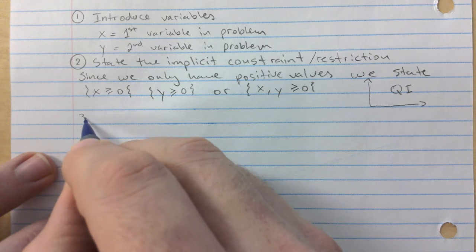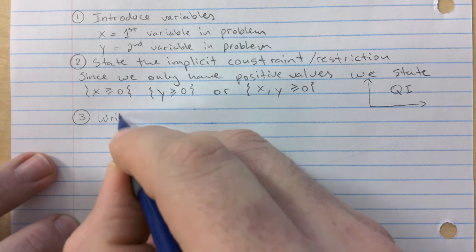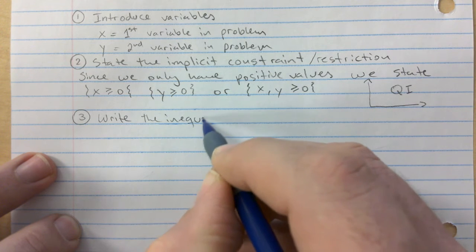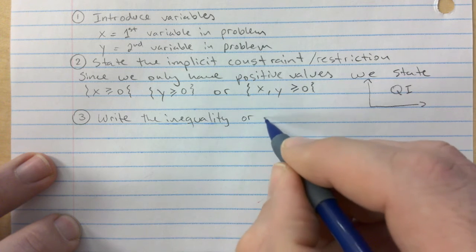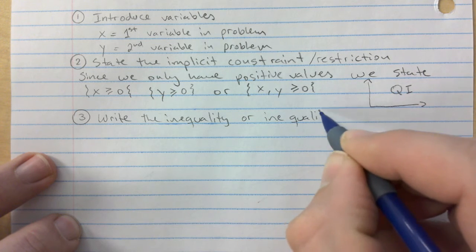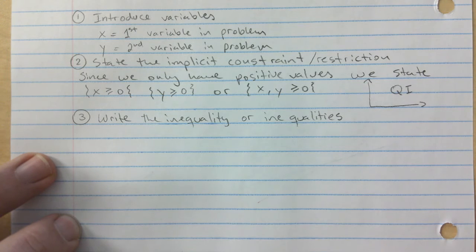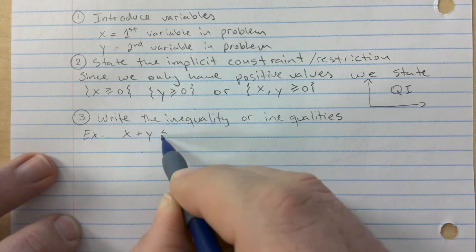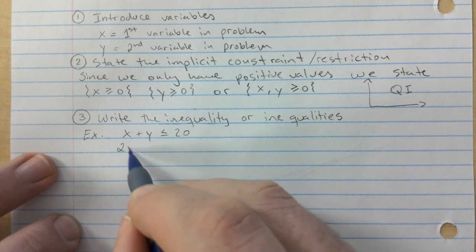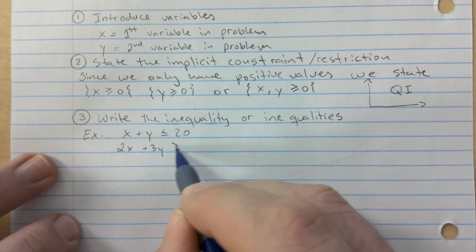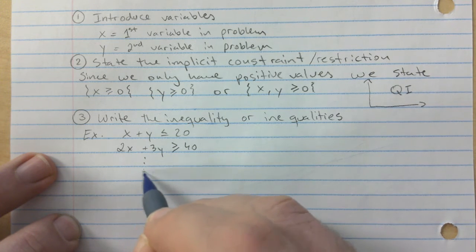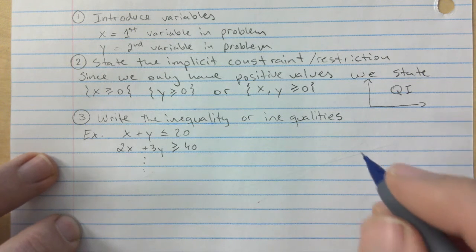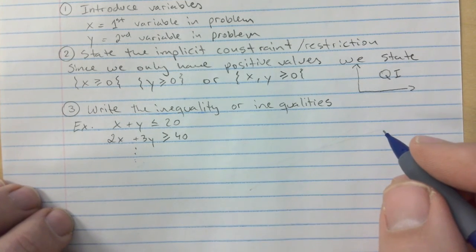Okay, number 3. Write the inequalities. Example, x plus y is less than or equal to 20, 2x plus 3y is greater than or equal to 40, and there could be 1, 2, maximum 3. Sometimes 4, but those will be rare.